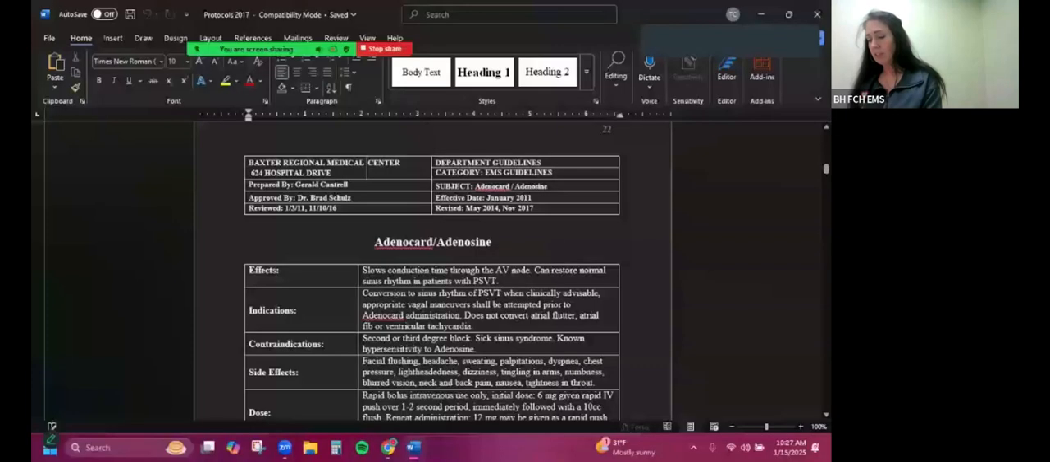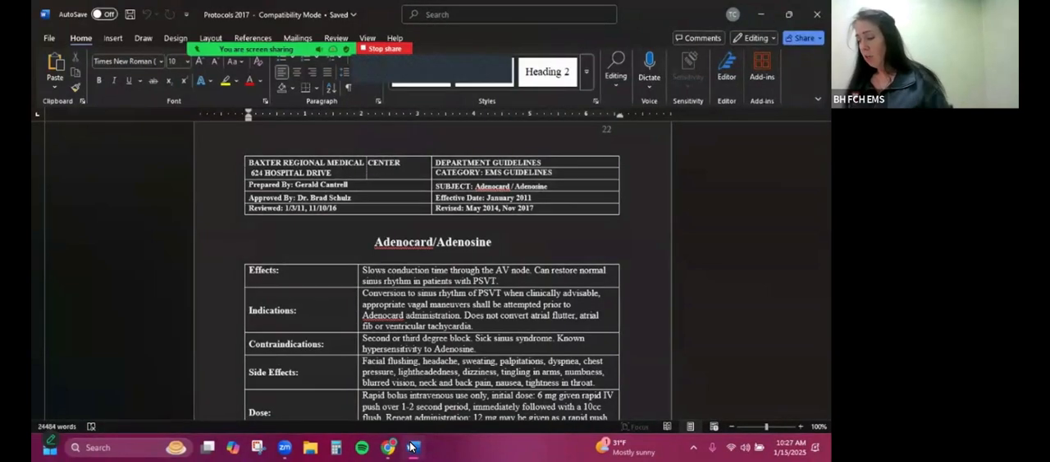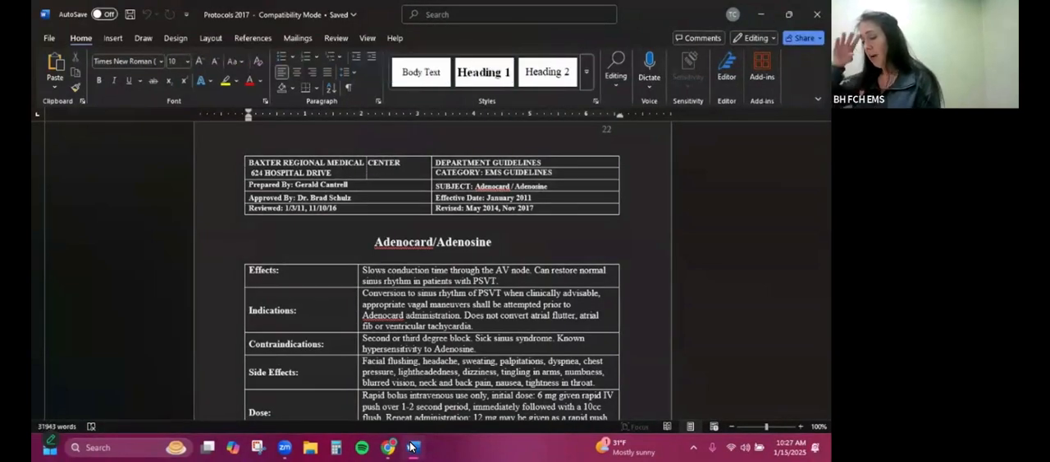On our ambulance medication inventory, I thought it would be a good idea to go over the different drugs, just kind of get brief overviews of them. The first is Adenocard. It slows conduction through the AV node. It can restore normal sinus rhythm in patients with PSVT.